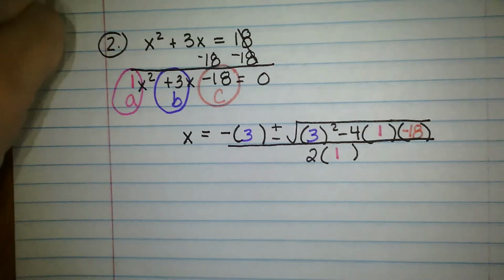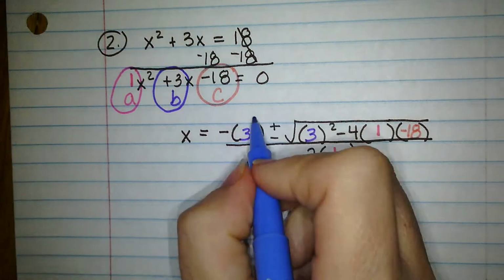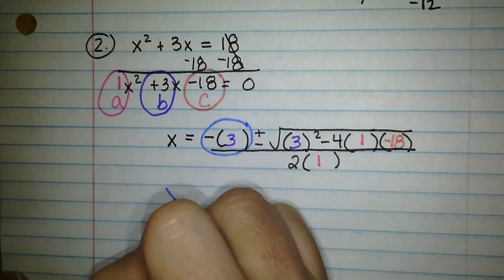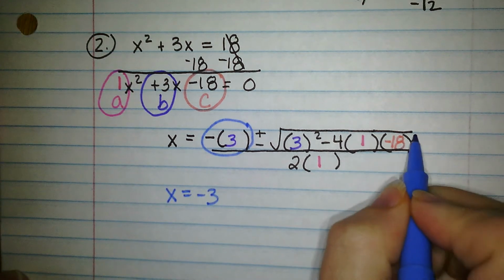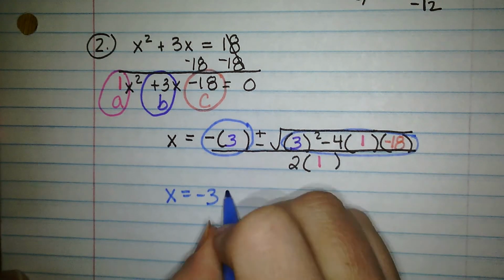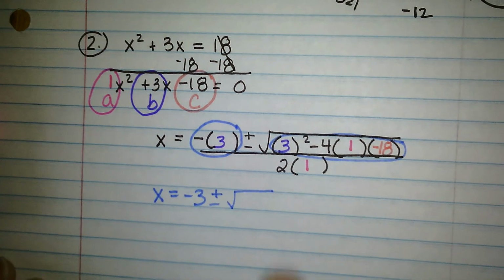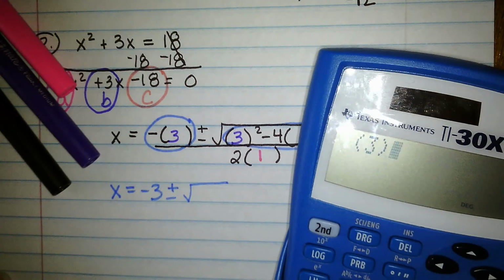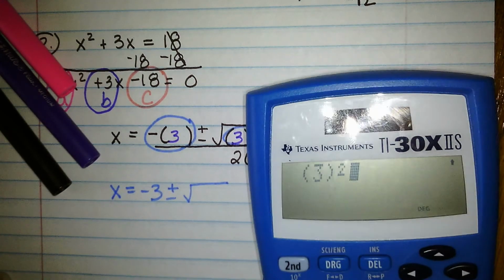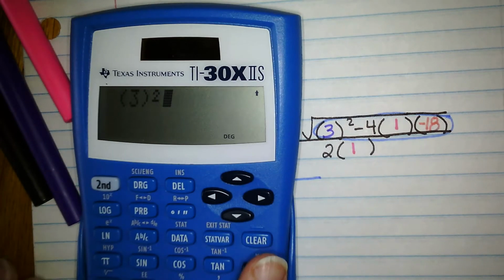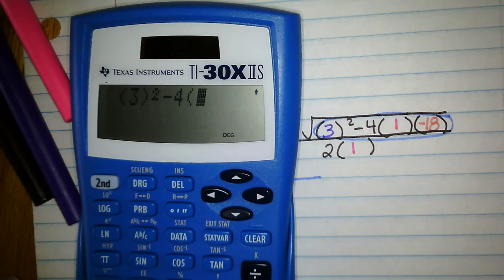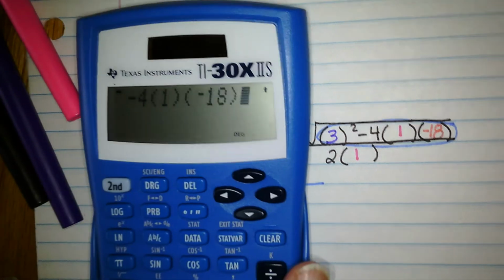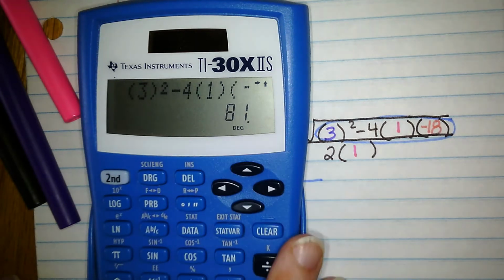And now all we have to do is pull out the calculator. Now remember, our calculator is going to go in 3 groups. We're going to do the negative b, so that x equals negative 3. We're going to calculate everything under the square root. So we'll plus or minus square root, and we just need to figure out what this is. So we are going to have 3 squared, minus 4 times 1 times negative 18. Literally just typing in as we go. Hit equals, and we have 81.